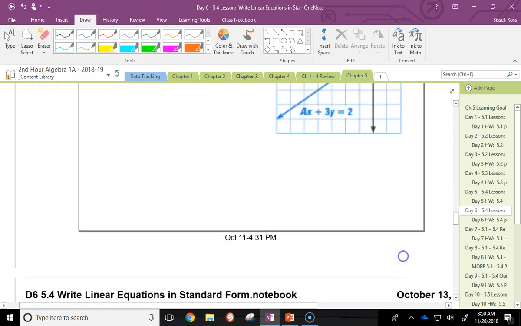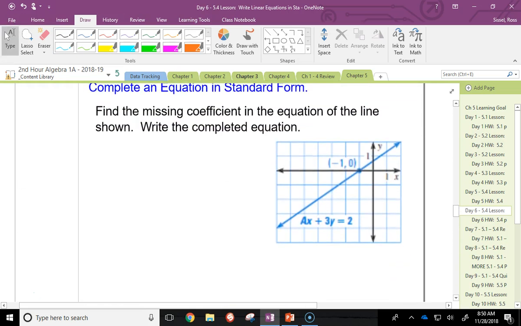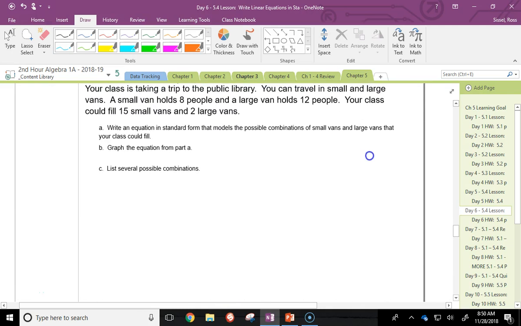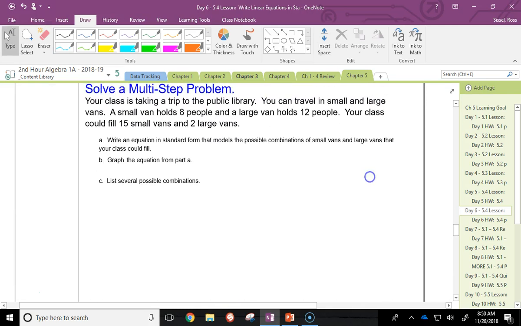I really wanted to get to this one. Find the missing coefficient. I'm going to skip this one just because of time. I want to make sure I get to this. I will do this one again. I promise. I'll make a video today, and I'll put it on there if you want to see it in case there's one like your homework. But I want to make sure we can see this one.